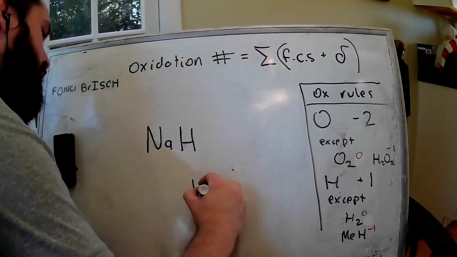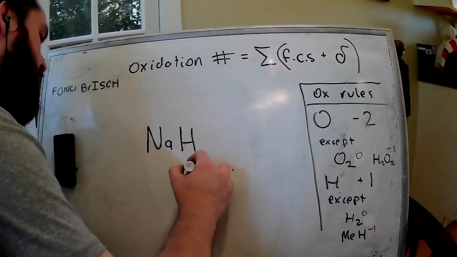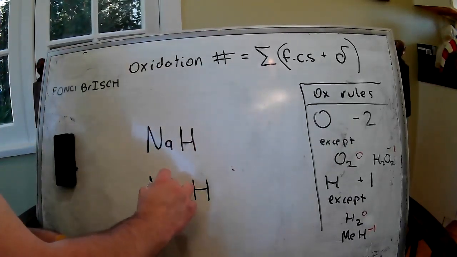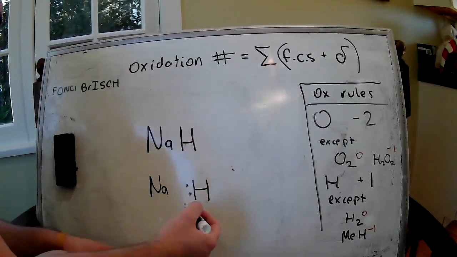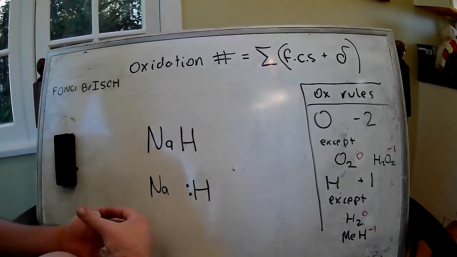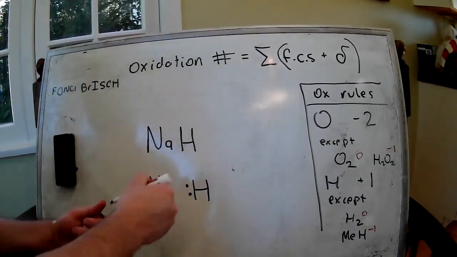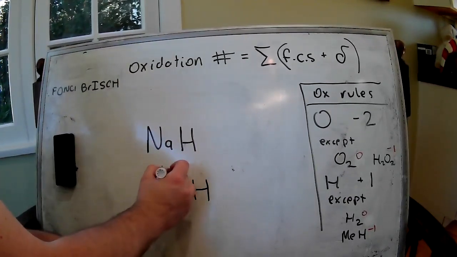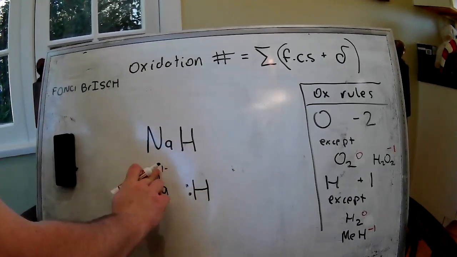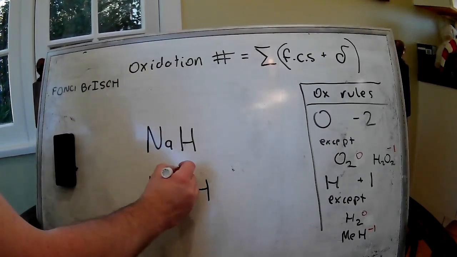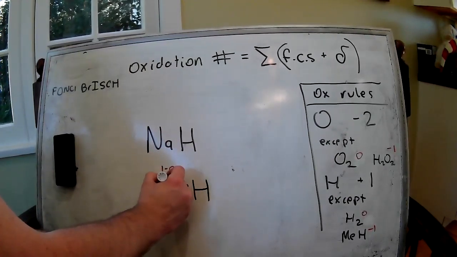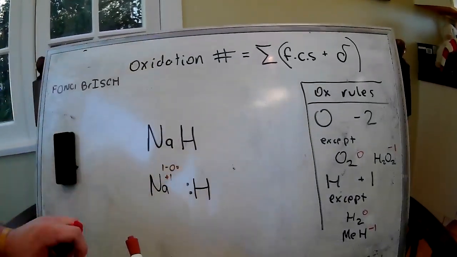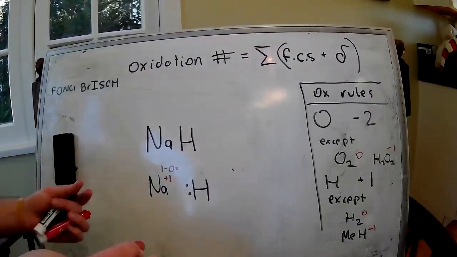So hydrogen is going to take both of those electrons, and sodium is going to be left with no electrons. And we know sodium is +1 valence, 1 valence, and then 0 electrons near it. So we're going to give it a +1. This is true for both oxidation number and formal charge.